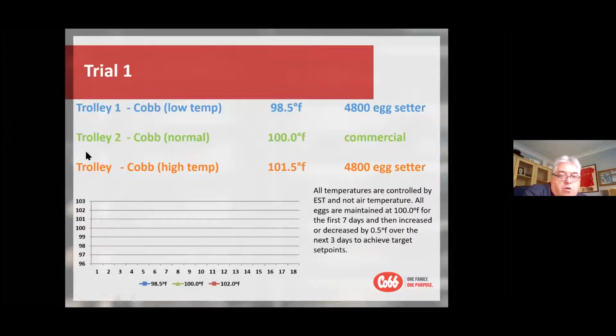To show you in the chart what we did, all the machines were run for the first 7 days at the optimum temperature of 100 degrees. Then for the low temperature, we dropped half a degree a day, so at day 10 to day 18, we ran at 98.5. The normal machines ran the same operating temperature, 100 degrees Fahrenheit. And the high temperature, we increased by 0.5 again a day. First trial was to 101.5, but the other ones were 102 degrees.